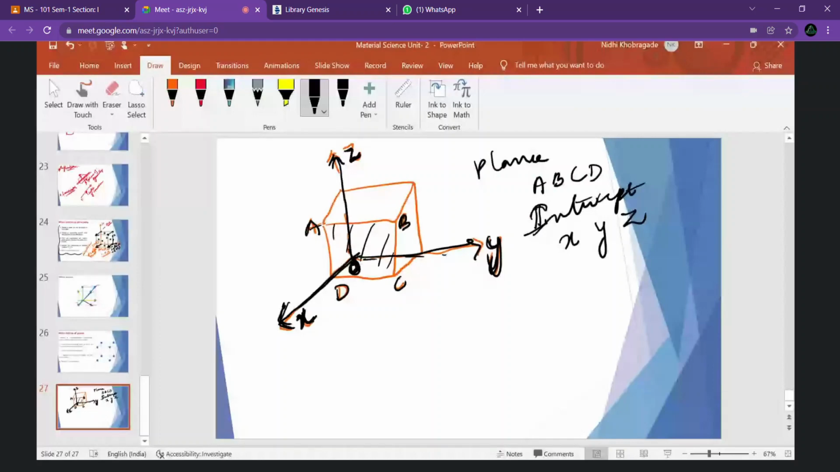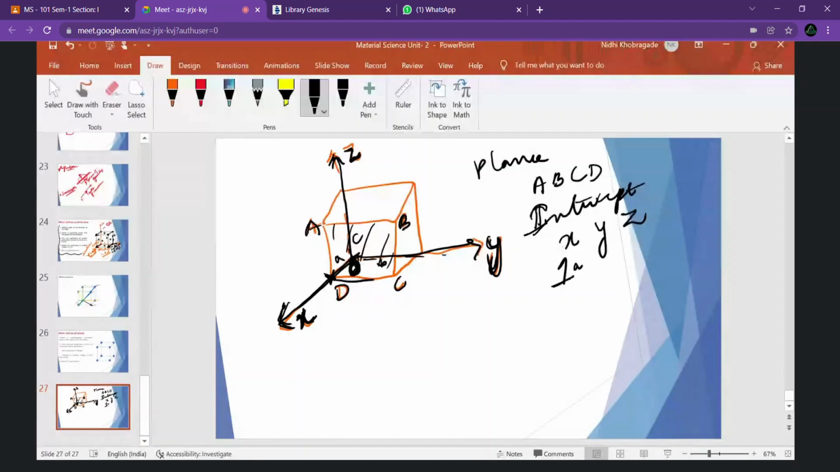From this origin, we have to move along the x-axis from this point to this. Here you can see it is intersecting the x-axis at this particular position, so the value will be 1. Suppose the axes are A, B and C, so here the value will be 1A. Then we have to move along the y-axis, from this to this side.